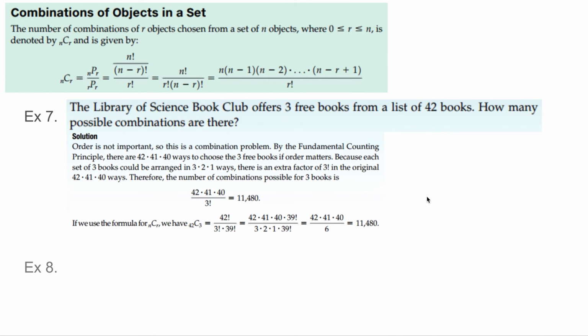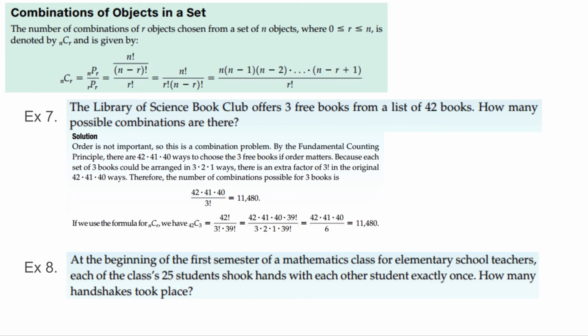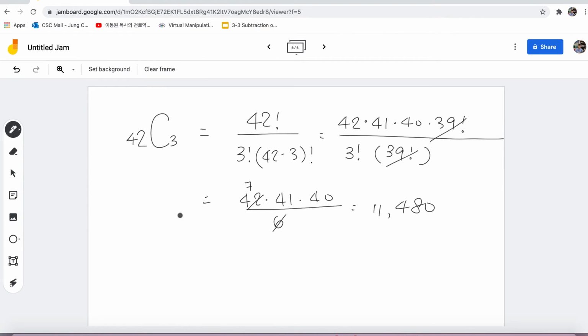Okay, let's take a look at one more example. At the beginning of the first semester of a mathematics class for elementary school teachers, each of the class's 25 students shook hands. The handshake problem is very, very common, and it's going to be in almost every textbook. How many handshakes took place? So think about it. I shake hands with you. Between person A and person B, it doesn't matter whether we choose A and B or B and A. So the order doesn't matter, and we automatically know it is a combination problem.